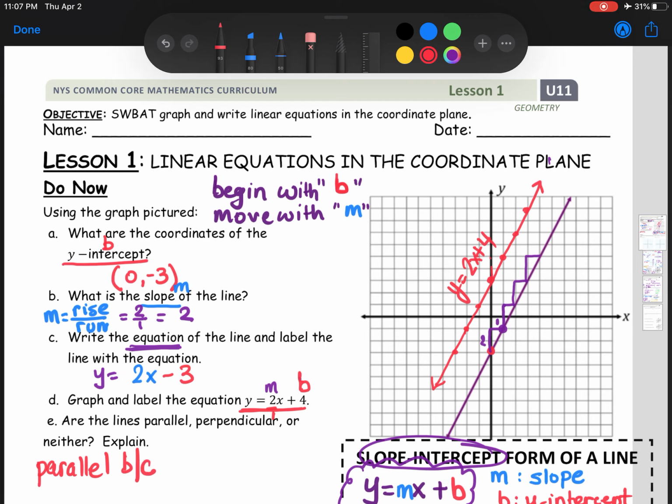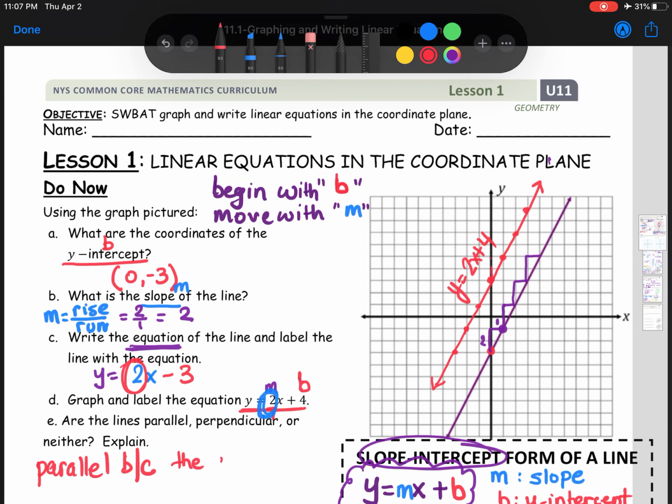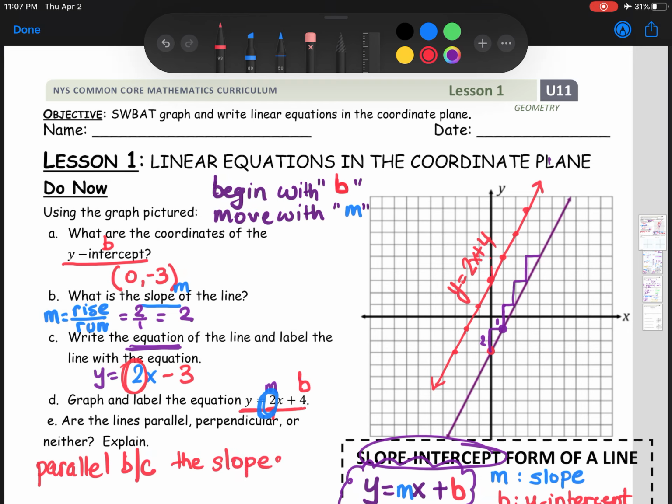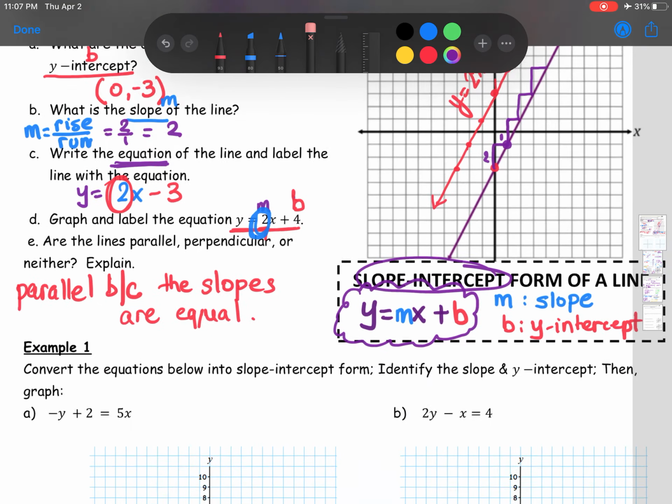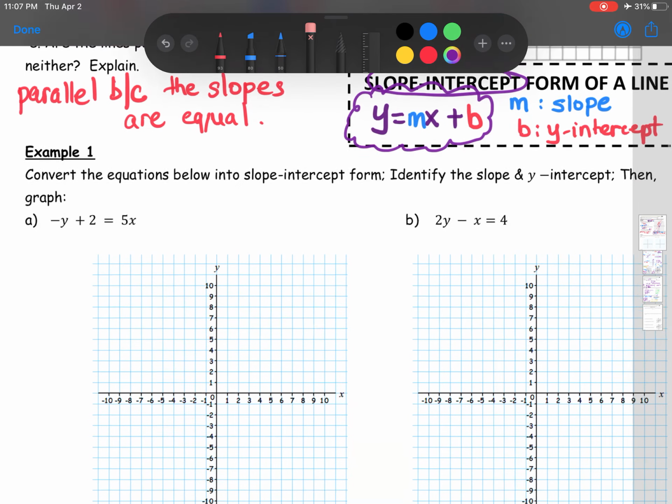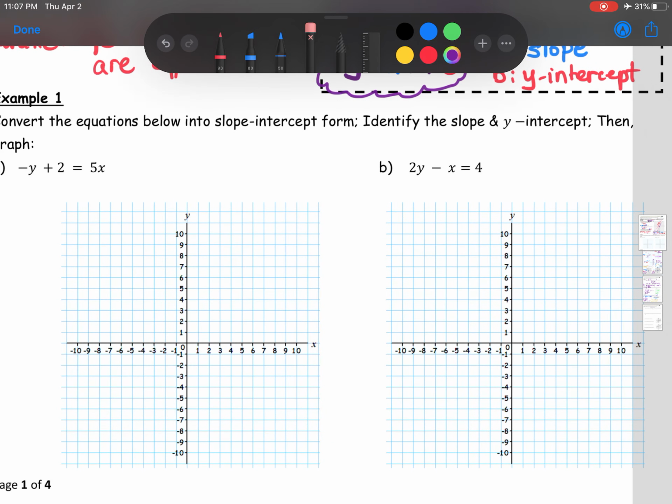Because why? I'll tell you why. Look at this. Your m here is 2, and what is your m here? 2. They both have the same slope. So remember, if your slopes are the same, the lines are parallel. The slopes are the same or equal, any of those phrasings is good to go. Okay? So again, pause the video anytime. Try the next question on your own, and then we'll do it together.